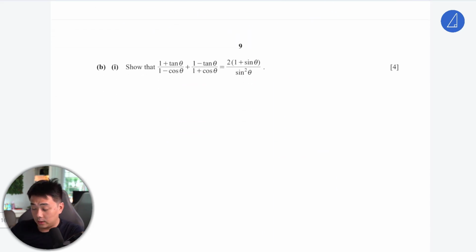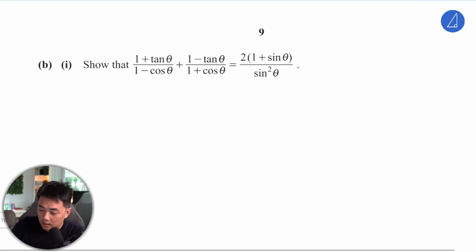Oh, this is pretty interesting. So we always start from the more complicated part. So in this case here, it's clearly the left hand side, right? Okay, left hand side. Let me just start from the left hand side.